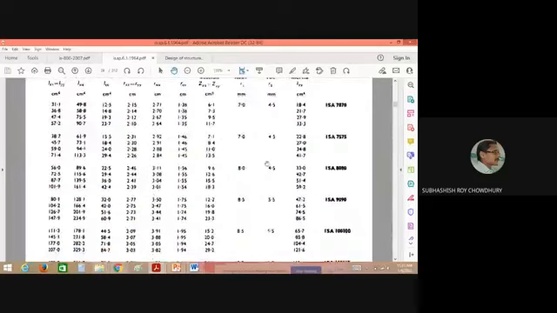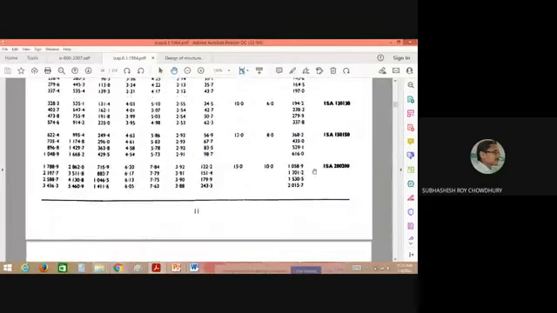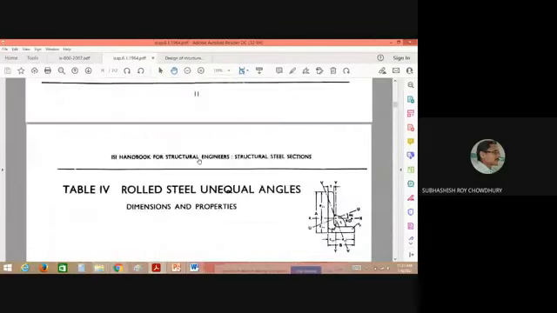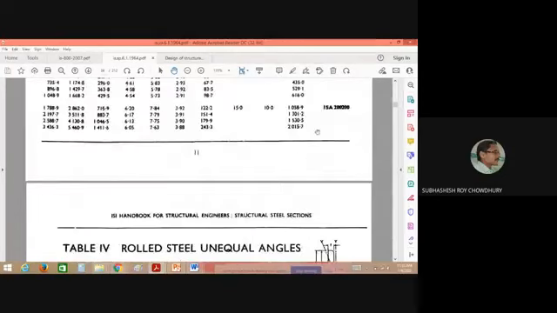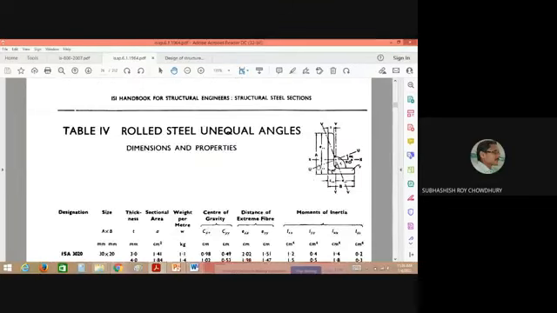Okay. Again on the right page, the same continuation is there up to this one. After that, after ISA 200, which means both leg sizes are 200 millimeter each, there will be the unequal sections.